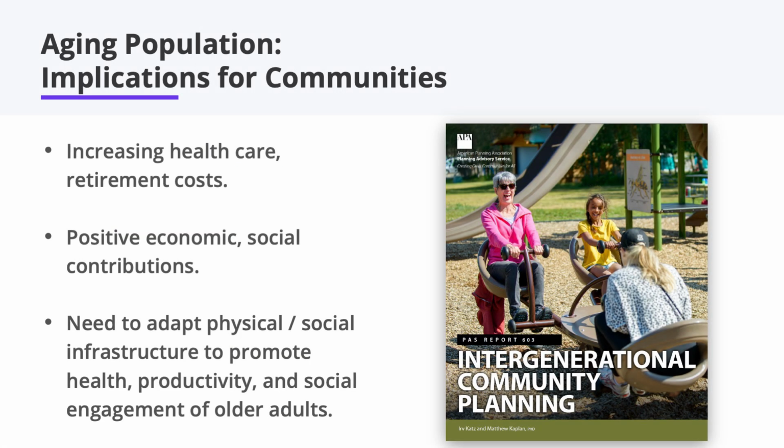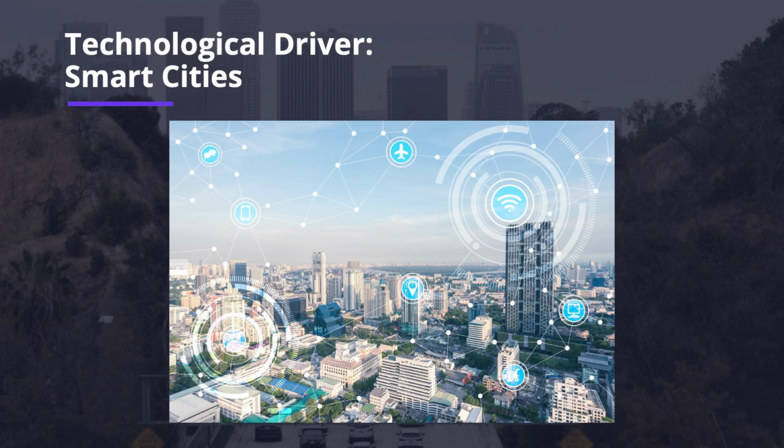So some of the implications for communities are increasing healthcare costs, retirement costs. We've been seeing this. But they're not all negative. There are positive economic, social contributions older adults can make. And there's a need then to adapt physical and social infrastructure to promote health, productivity, and social engagement of older adults.